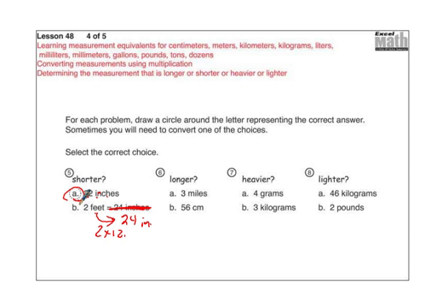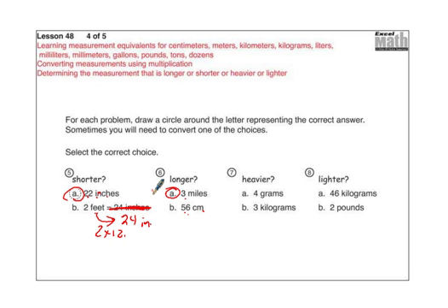All right, which one of these is longer? 3 miles or 56 centimeters? Well, a centimeter is about the width of your pinky. So 56 widths of your pinkies, or 3 miles. Well, 3 miles is way longer than 56 centimeters. So you don't even have to convert anything there. You don't have to do any math. Just pick the 3 miles.